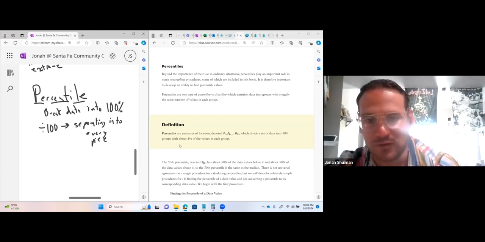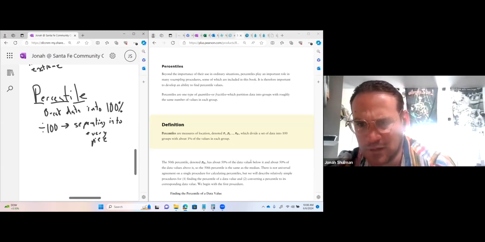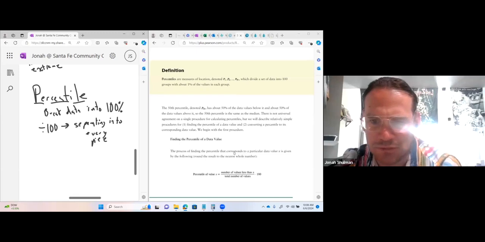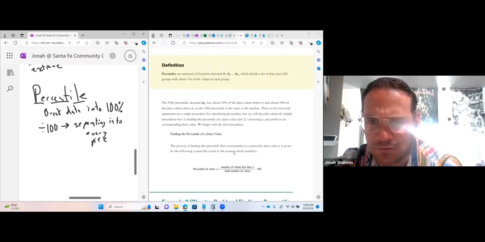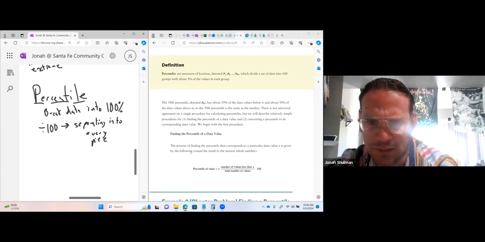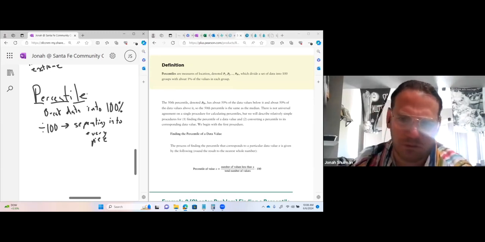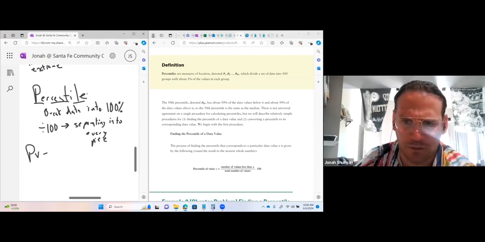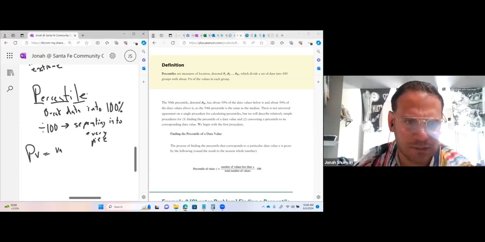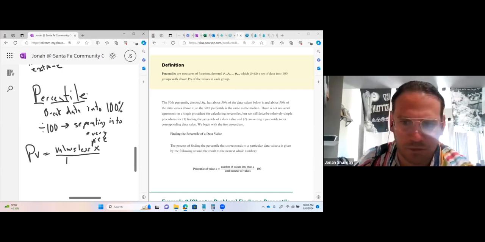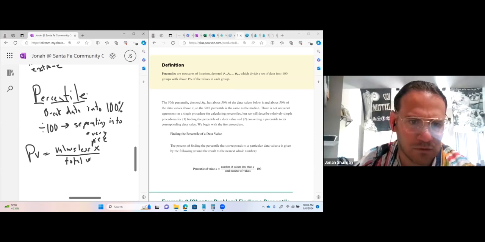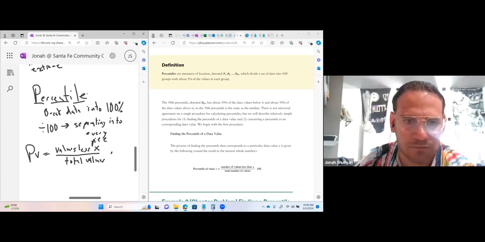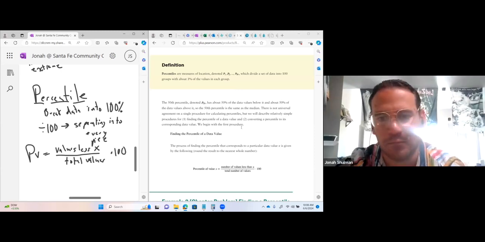Okay, cool. So the 50th percentile has about 50% of the data below it, which is fine. Now we get a little formula. To find the percentile that corresponds to a particular data value X, it is given by the following. We've got percentile value, so we're just going to put PV for percentile value. The number of values less than X, divided by the total number of values, and then we times it by 100. These are really easy. They shouldn't be too crazy.